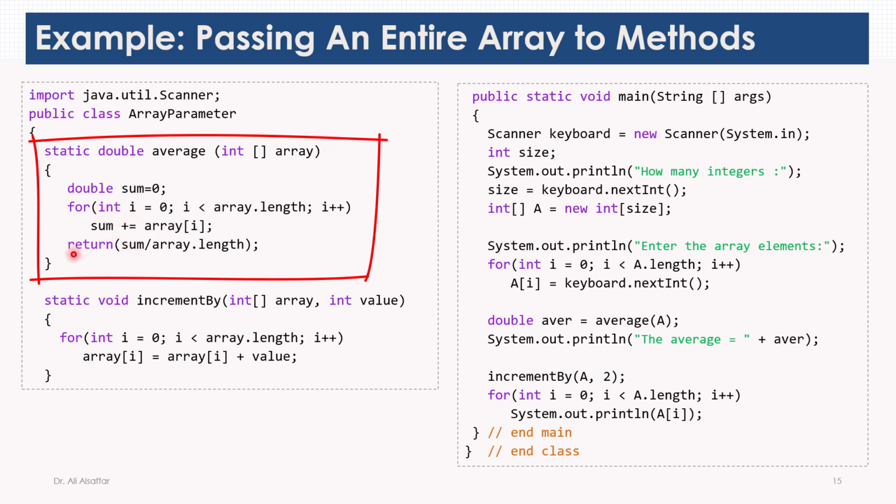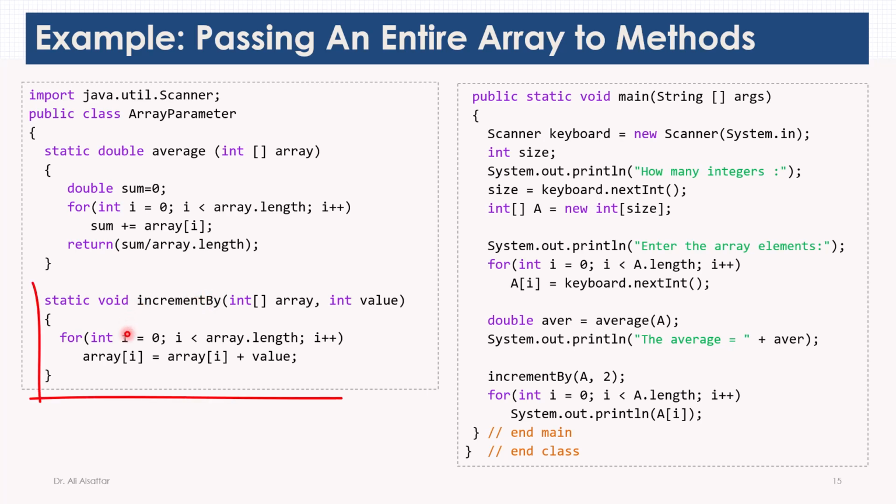And then the method will return sum divided by the array length. So notice here we are using the length of the array, although we are not passing the length of the array. But as you see, we are not changing any element of the array inside. We are just reading the values of the elements and we add them to sum.